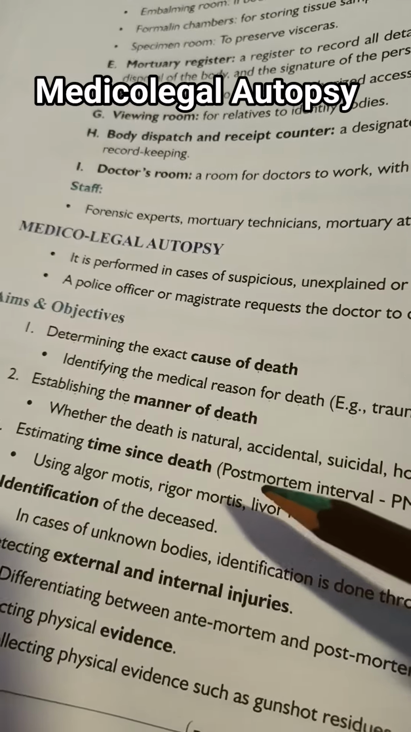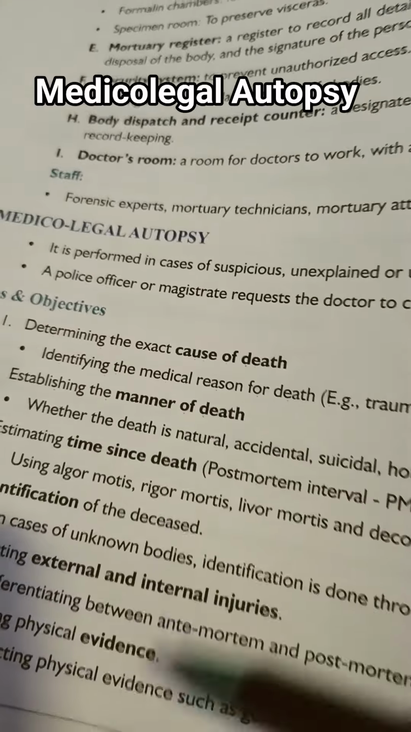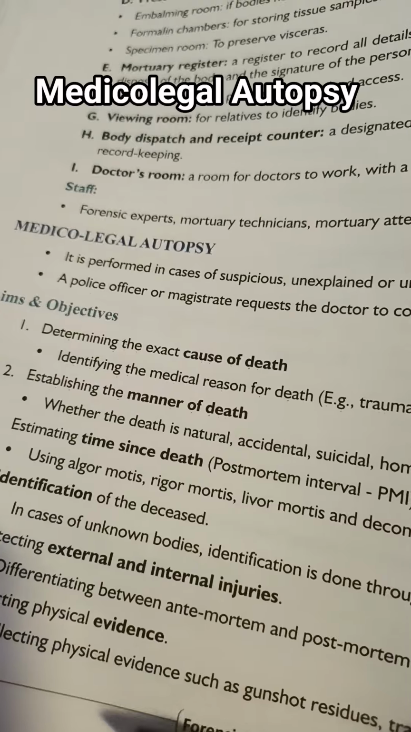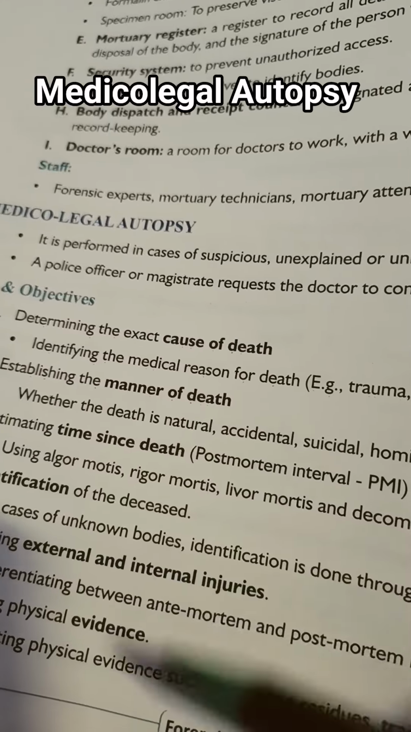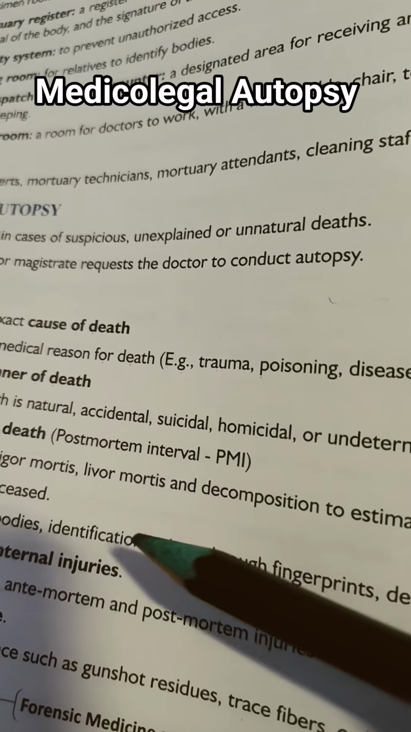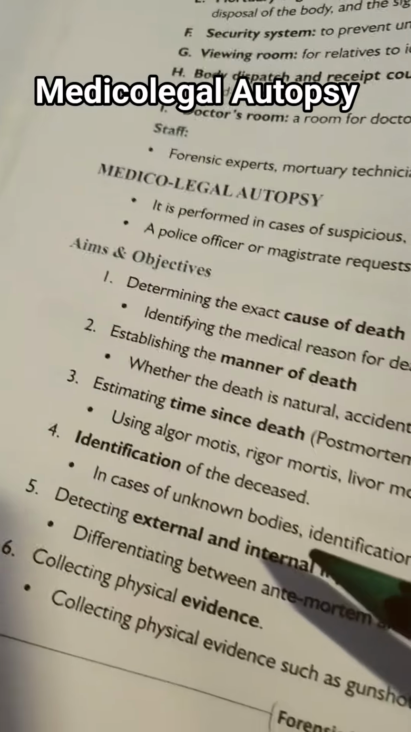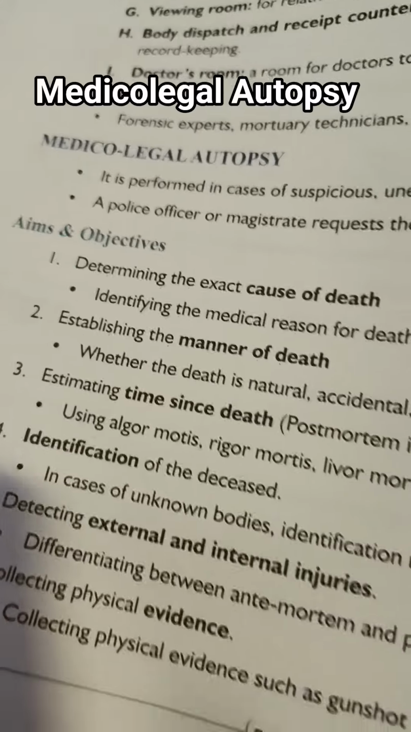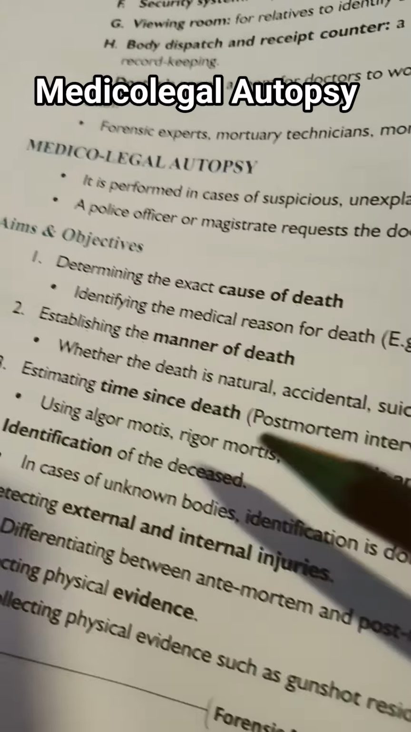Okay, talking about the time since death, when you got the body, you want to know about how much time, right? So using algor mortis, which is cooling of the body, rigor mortis, stiffening of the body, livor mortis, lividity, coloration of the body, and decomposition to estimate the time since death. Timing is important. What was the time when the person died? How long back the person died?